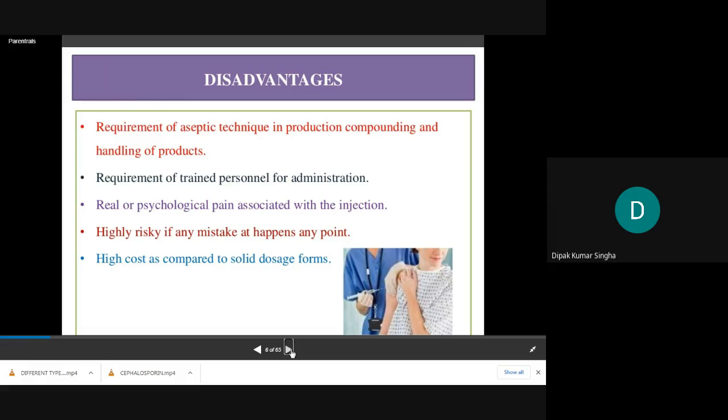But in the case of oral, there is no such risk. And there is high cost as compared to solid dosage forms, because the aseptic and other parameters must be checked. That's why their cost will be high. So these are the basic disadvantages of the parenteral preparation.